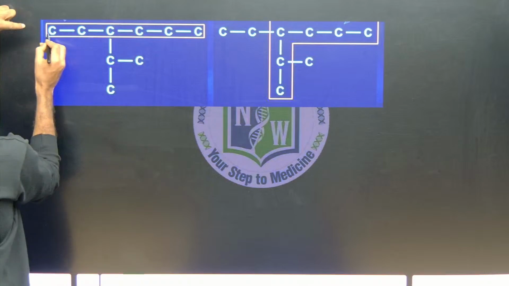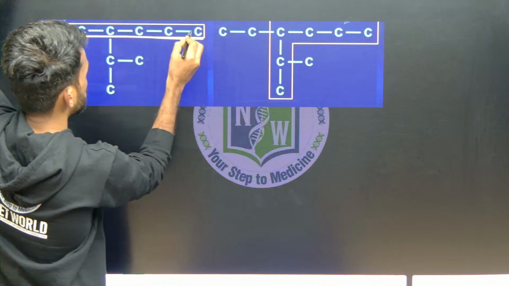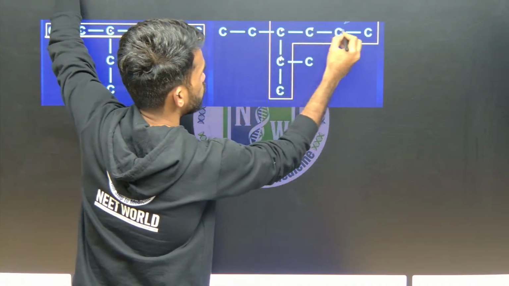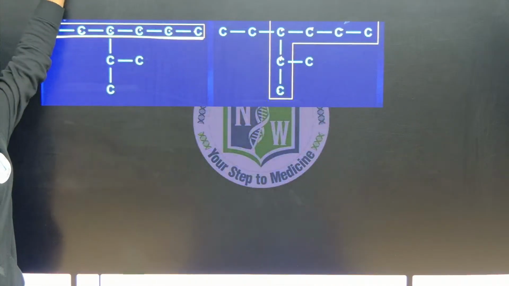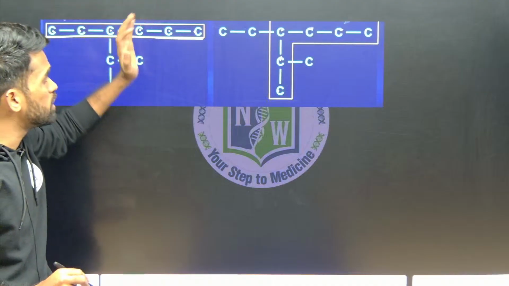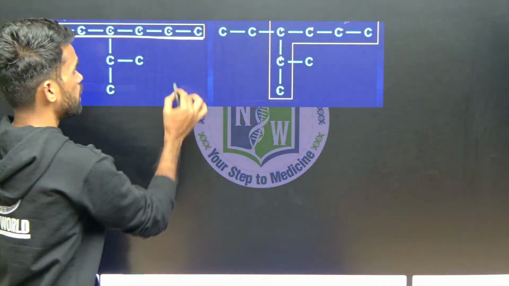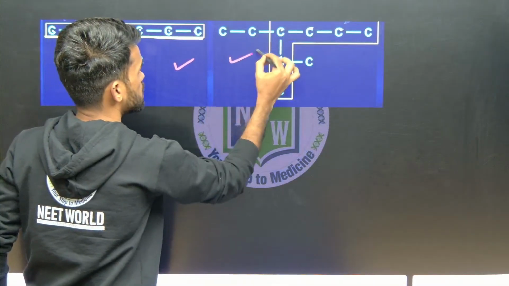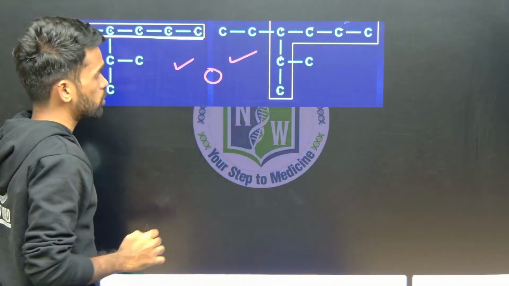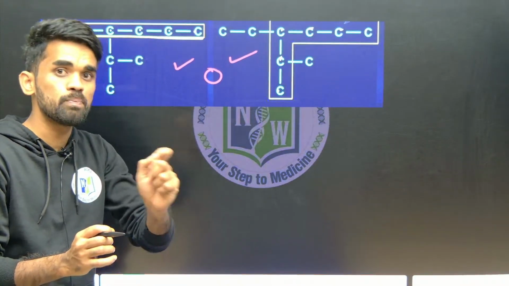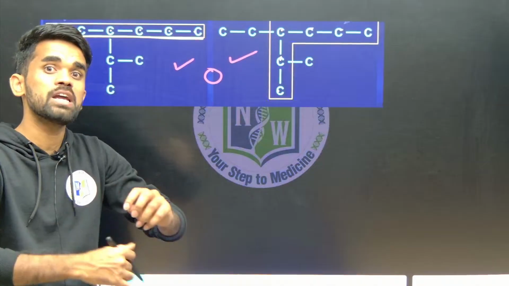See this parent chain. If you see how many carbons are there: 1, 2, 3, 4, 5, 6. Here also, 1, 2, 3, 4, 5, 6. Both of them have 6 carbons. But which one should be considered as the parent chain? Always remember, when the longest carbon chains have the same number of carbons, 6 and 6 here, you should consider as your parent chain the chain which has more number of branches.